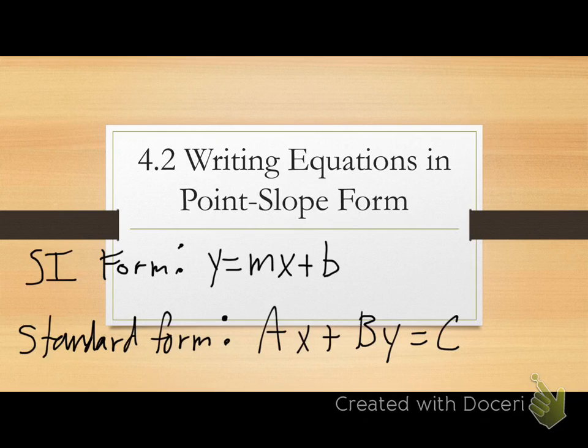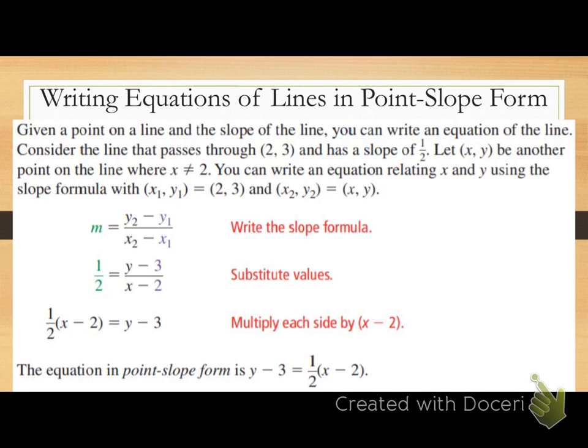You don't necessarily have to write this slide down. This is straight out of the book. It's just an example showing you how they get to point-slope form. Like I said, given a point on a line and the slope of the line, you can write an equation of the line in point-slope form. Consider the line that passes through the ordered pair (2, 3) and has a slope of 1/2. Let (x, y) be some other point on the line where x does not equal 2. You can write an equation relating x and y using the slope formula.